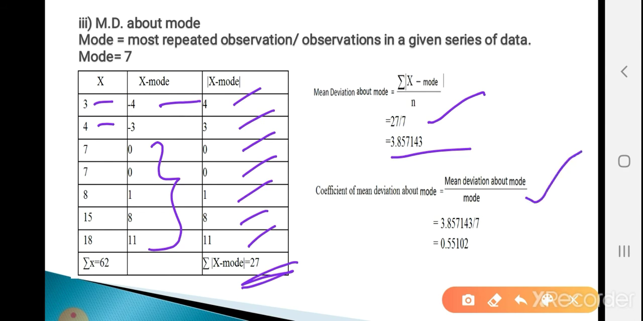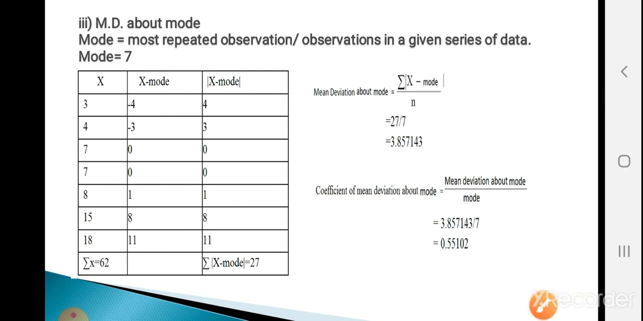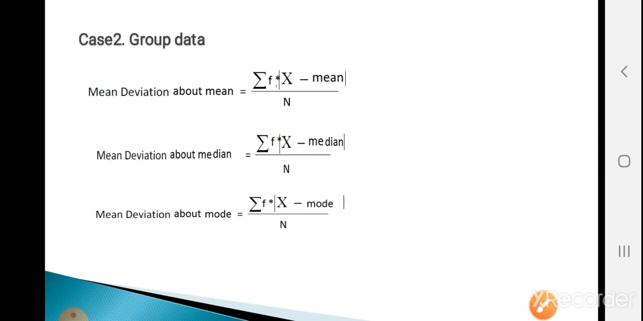So 3.857143 divided by 7, that is 0.55102. So this is the mean deviation for ungrouped data. Now see case 2 for grouped data.